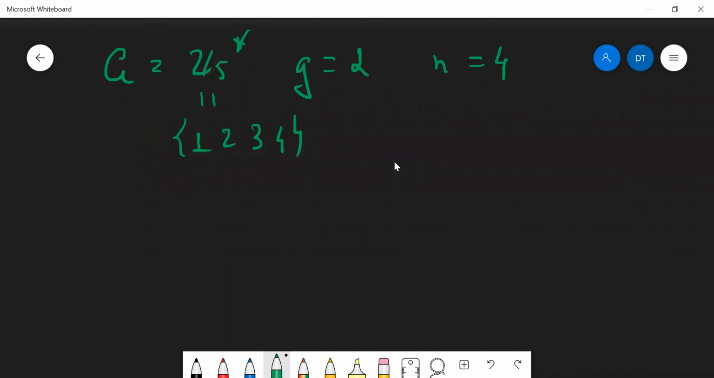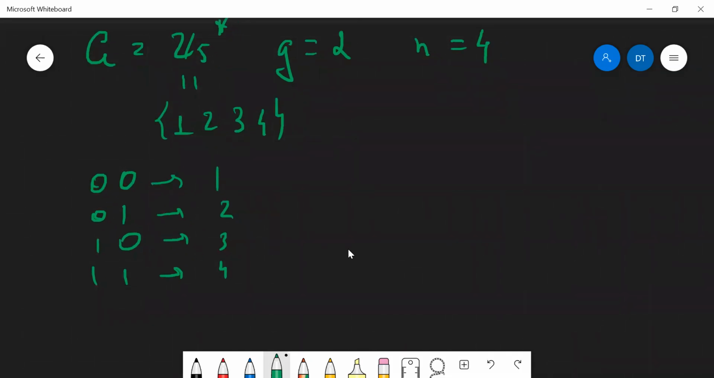And I want to use finite strings of 0 and 1, and I use this table to translate all messages to the elements of the group. So the table is really simple, it is 1, 2, 3, 4. This is how I translate my strings to elements of this group, and I use the same table to translate them back. So let me give you a public key.